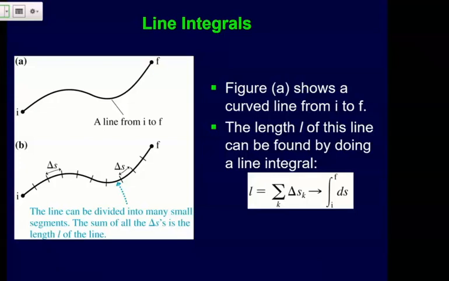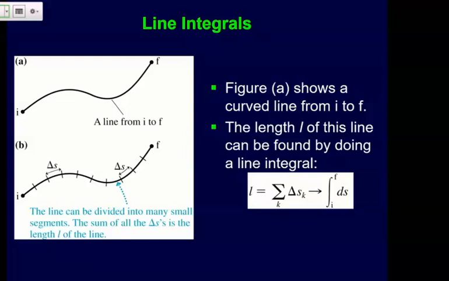Basically, here's some line going from i to f. One way to figure out the total length of that line would be to cut the line into little segments of length delta s, and add them all up. Here it's a pretty good job, but since this is a curvy line, these delta s's aren't exactly the same. This works better if the delta s's come to a size of 0, and that's where the sum turns into an integral. So you can integrate from i to f over ds.